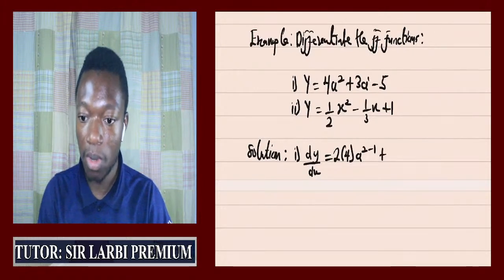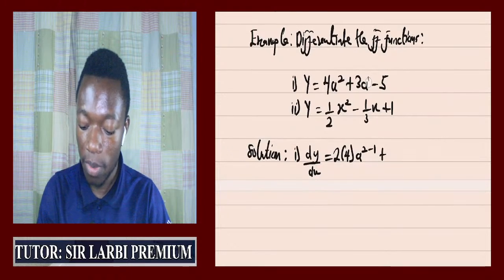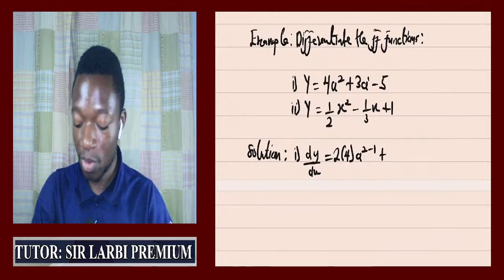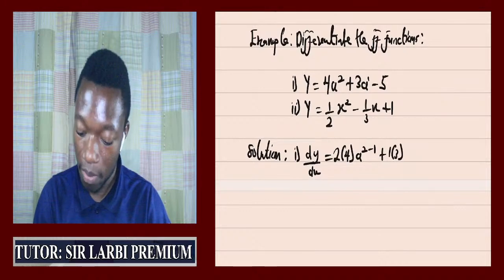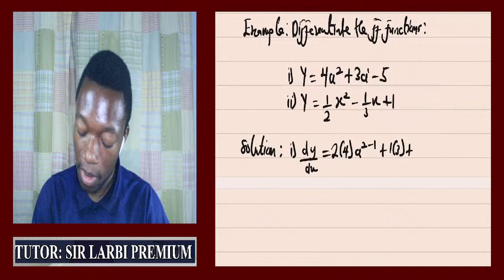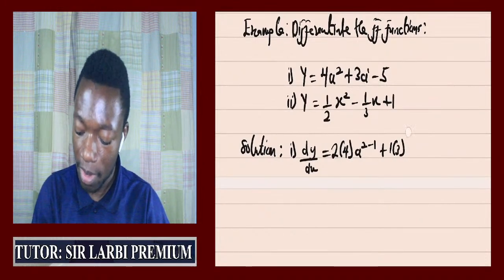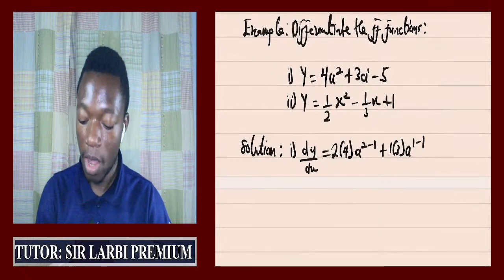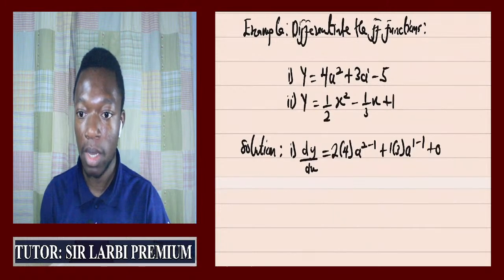Then do the same here. Here the power is 1. So we multiply the 1 by 3, and then we repeat a and subtract 1 from the power. So we have 1 multiplying 3, then a to the power 1 minus 1. And we said the derivative of a constant is going to result in 0. So that one is straight 0.